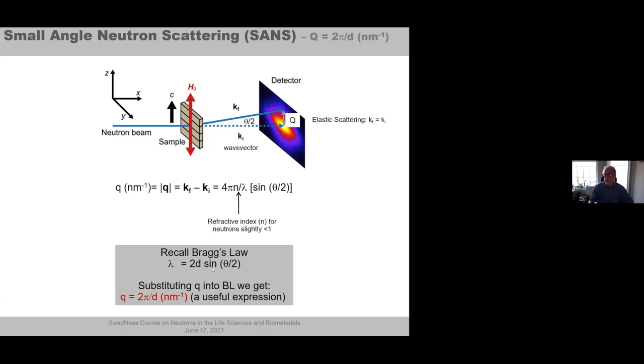And one of the useful expressions that you should all know is simply that Q is equal to 2 pi over D. If you go to neutron facilities, that is something they will always talk about, because it's wavelength independent. Q is wavelength independent. It's already folded in. So you can get a length scale by knowing Q, or you can get Q by knowing the length scale. It's something you should know when you do your first experiments, because you're always looking at intensity versus Q for the most part. People plot things in different ways, but that is a very standard way.